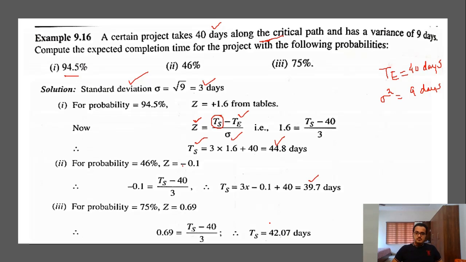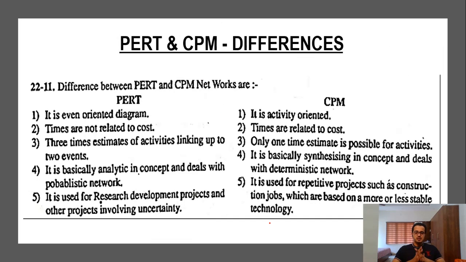Okay, so what is the difference between CPM and PERT? See, these topics will be asked as short answer questions, and you will have to learn this topic, PERT and CPM differences. So PERT is basically an event-oriented diagram, and CPM is activity-oriented. PERT times are unrelated to cost. CPM times are related to cost.